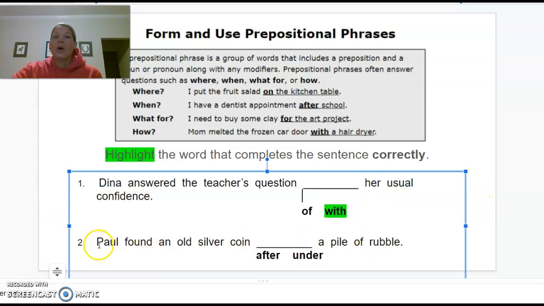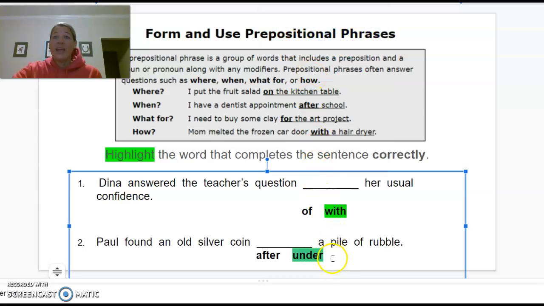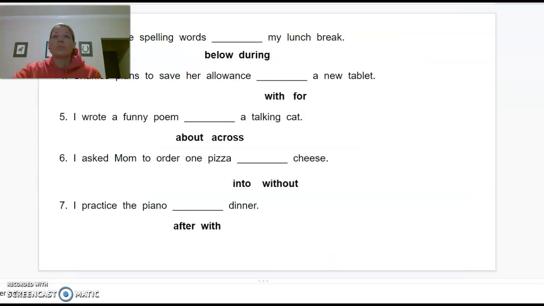Number 2 says, Paul found an old silver coin after a pile of rubble or under a pile of rubble. And as you can hear, under is the correct preposition. And it answers the question where. Where did Paul find an old silver coin? Under a pile of rubble.